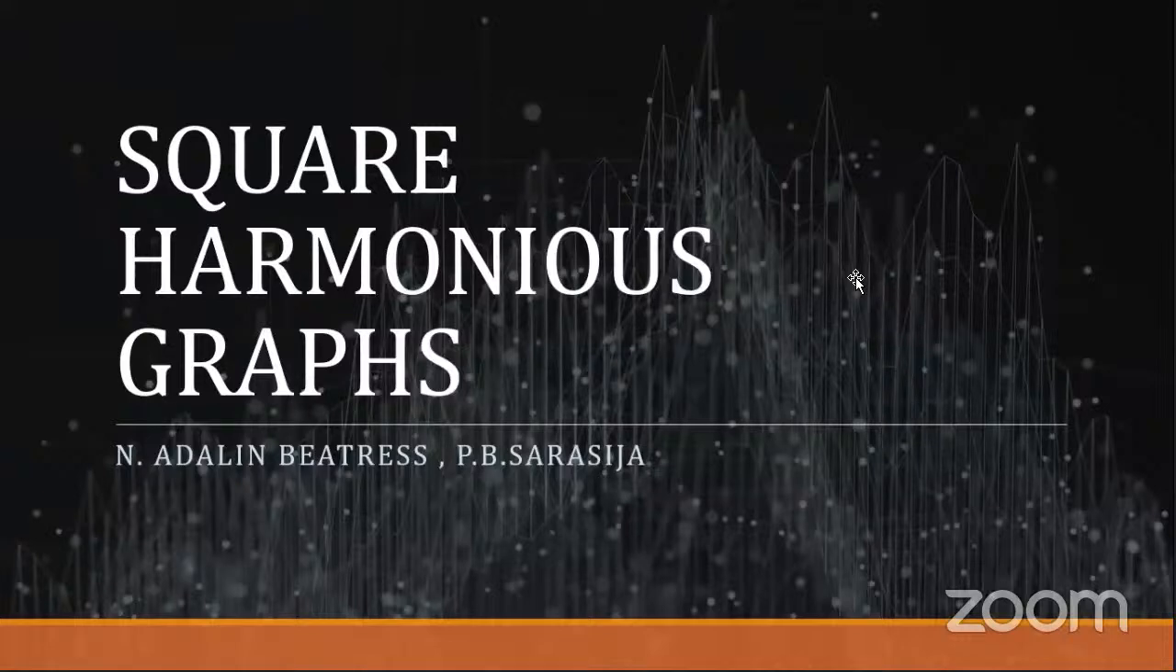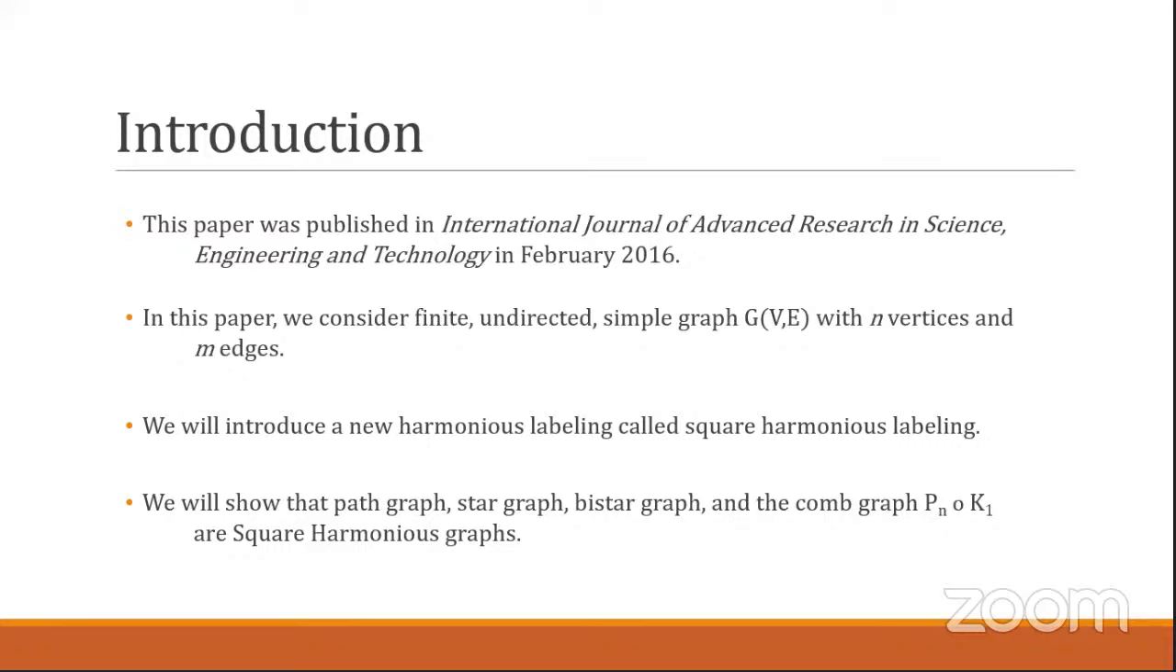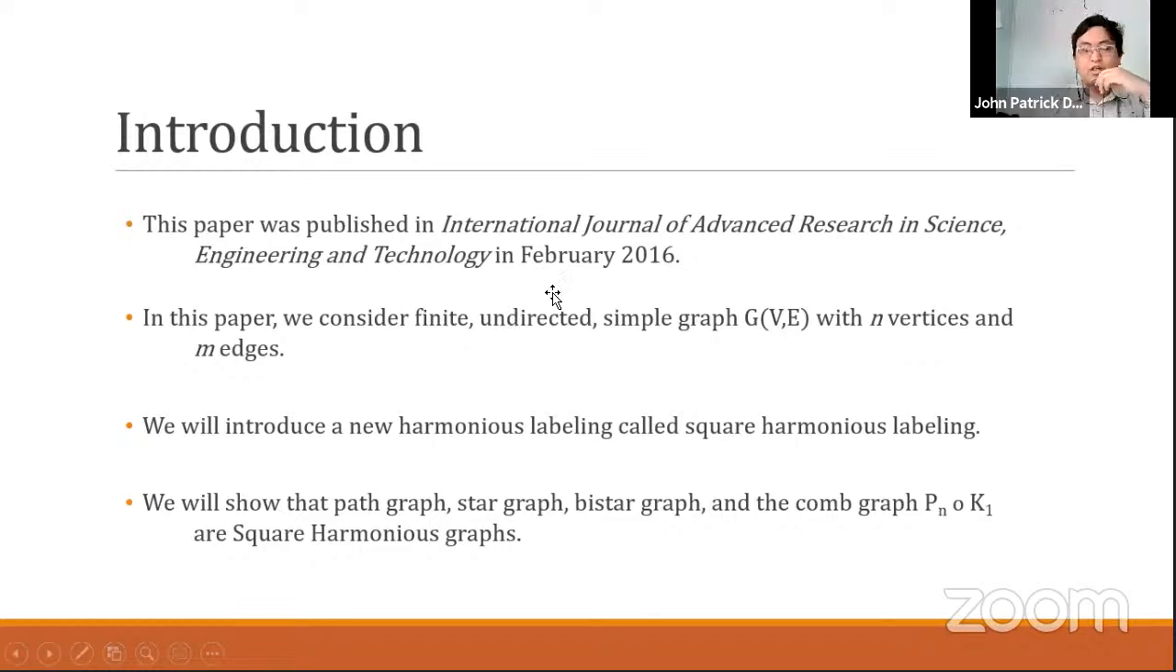So, for the introduction, this paper was published in the International Journal of Advanced Research in Science, Engineering and Technology in February 2016. Basically, this study is relatively new research about square harmonious labelings of a connected simple graph G with n vertices and m edges. Later, we will introduce a new harmonious labeling called square harmonious labeling, and we will show that the path graph, star graph, bistar graph, and the cone graph P sub n circle K sub 1 are square harmonious.